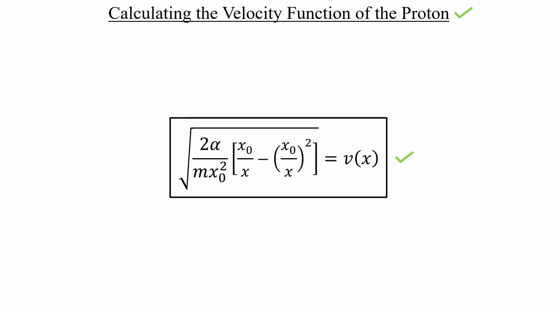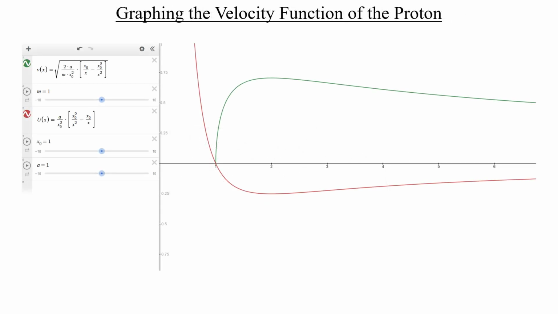If we graph it, we can see there's some interesting behavior going on. The proton starts from rest at the x-intercept, which is x0, and then it quickly gains speed. It hits a maximum, and then it begins to slow down asymptotically, coming to a stop only when x becomes infinity. That's everything for part B.